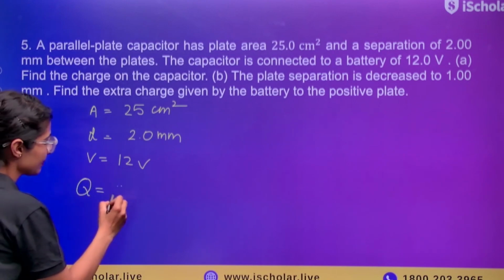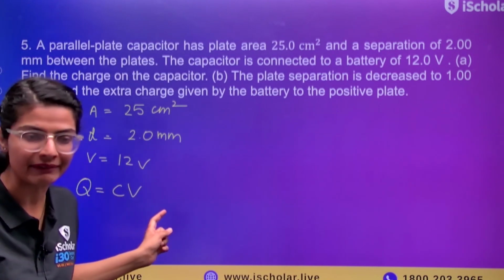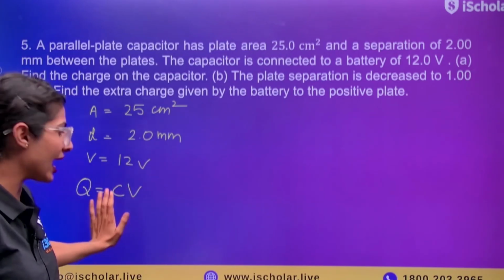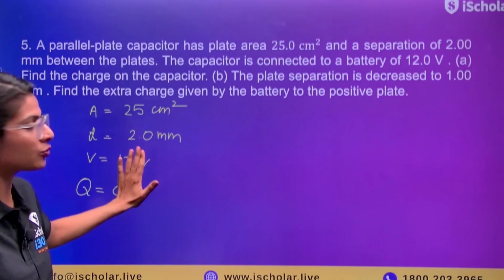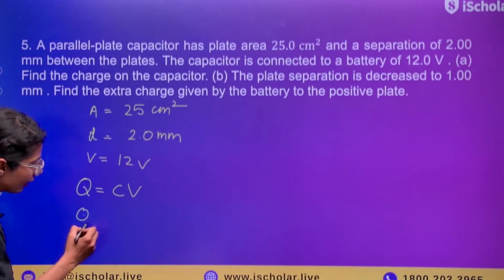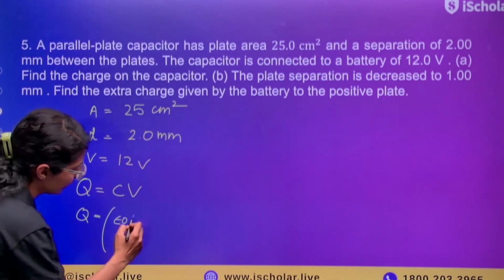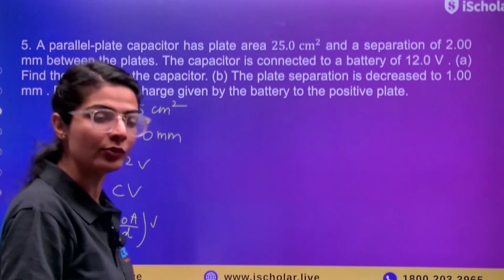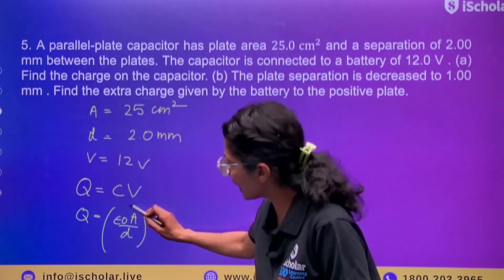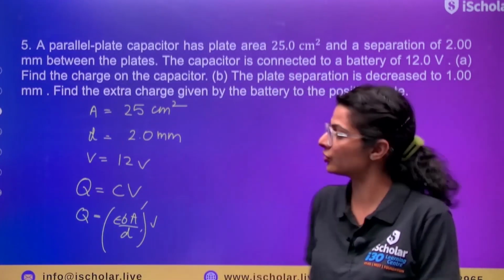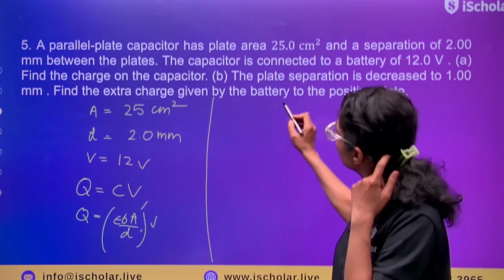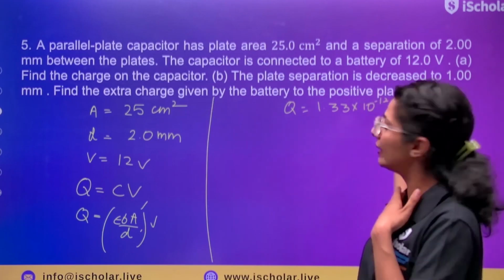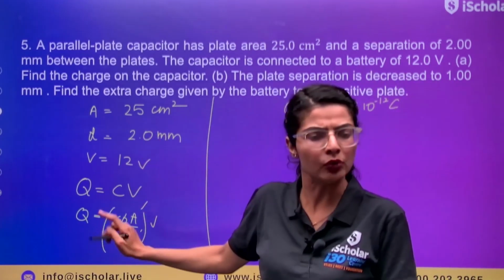Again, quite simple, the same thing we did in the previous part. Q equals C into V. Q refers to charge, C to the capacitance, V to the potential. We'll calculate the capacitance value as epsilon naught A by D into V. Again, every value is given to us. We know the value for epsilon, for the area, for D and the potential. When you put all the values in, this charge is going to come as 1.33 into 10 to the power minus 12 coulomb, once you do all the calculation.